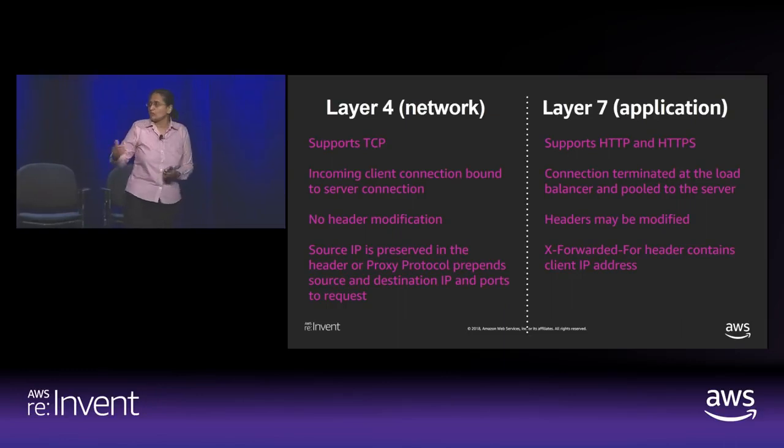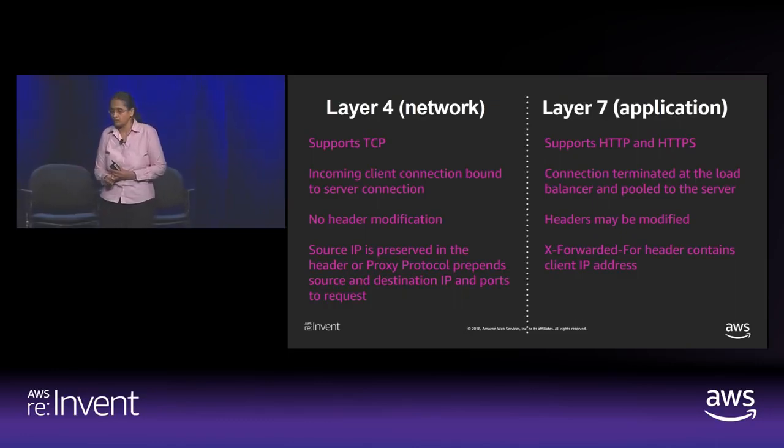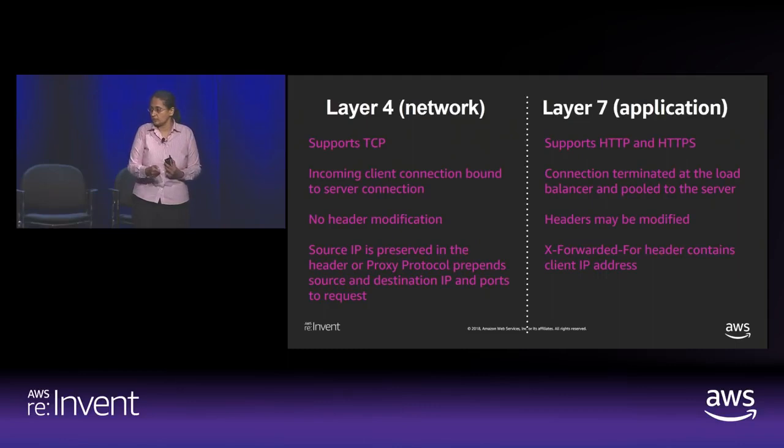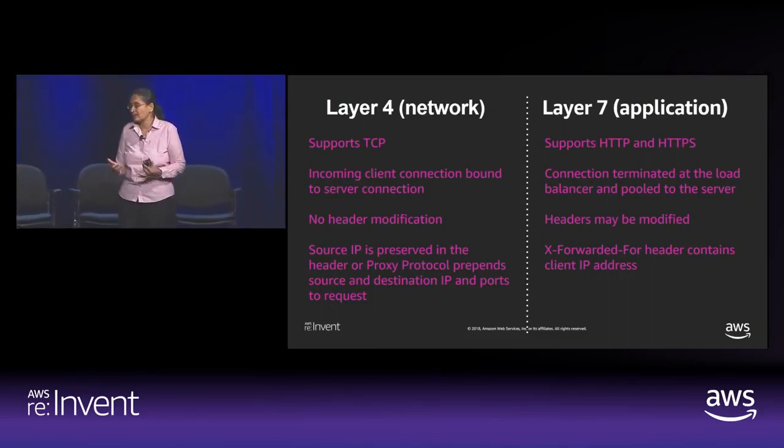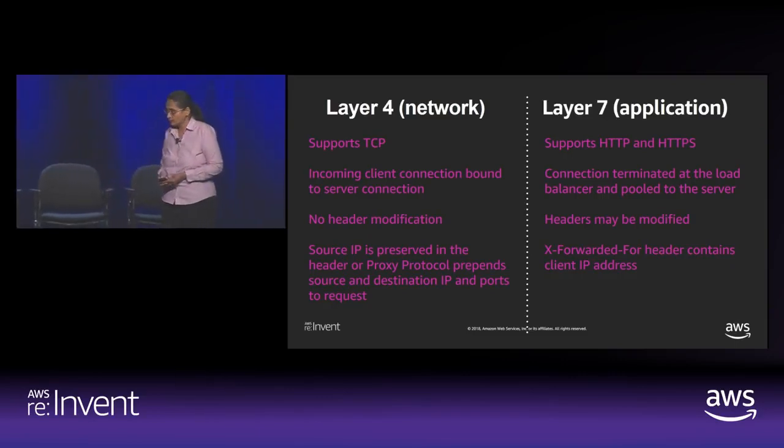The layer 7 load balancer is basically an HTTP or HTTPS load balancer functioning at layer 7. Here, your client connections are terminated on the load balancer and connected to the backends using a pool of connections. Based on the routing features that you've configured on the load balancers, the headers might be modified, and usually the client IP is preserved in the X-Forwarded-For header.